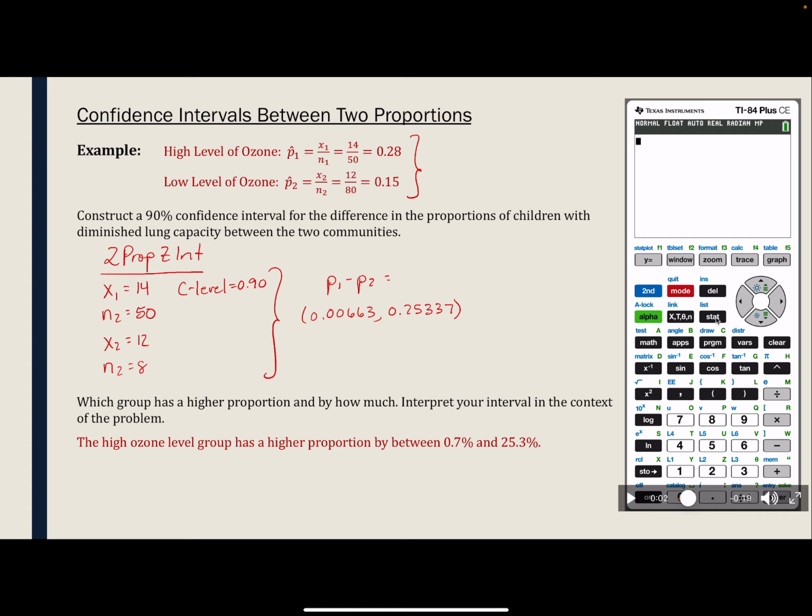If we're to formally interpret this, we would say that we are 90% confident that between 0.7% and 25.3% more children living in areas with high levels of ozone have diminished lung capacity. I should say more children on average, actually. We'll leave it like that.